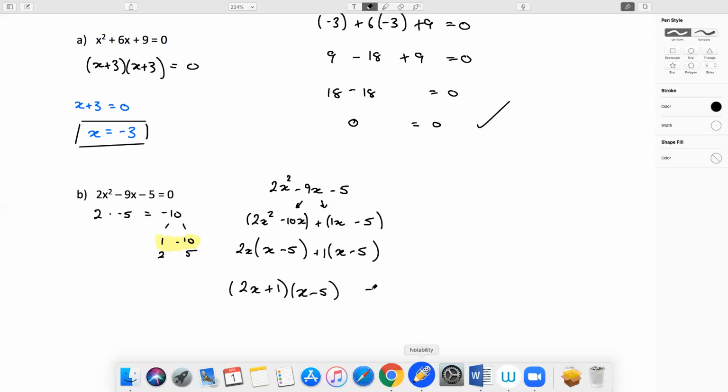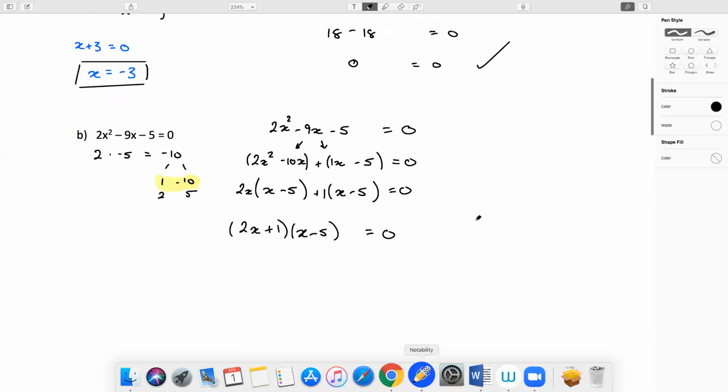Now I can bring back the fact that this equals 0. Technically, we probably should have done it the whole way, but as long as we remember at the end, that's the important part. So we've got two possibilities here. Either the first set of brackets equals 0, the second set of brackets equals 0, or they both do. So we'll have to sort of treat them separately.